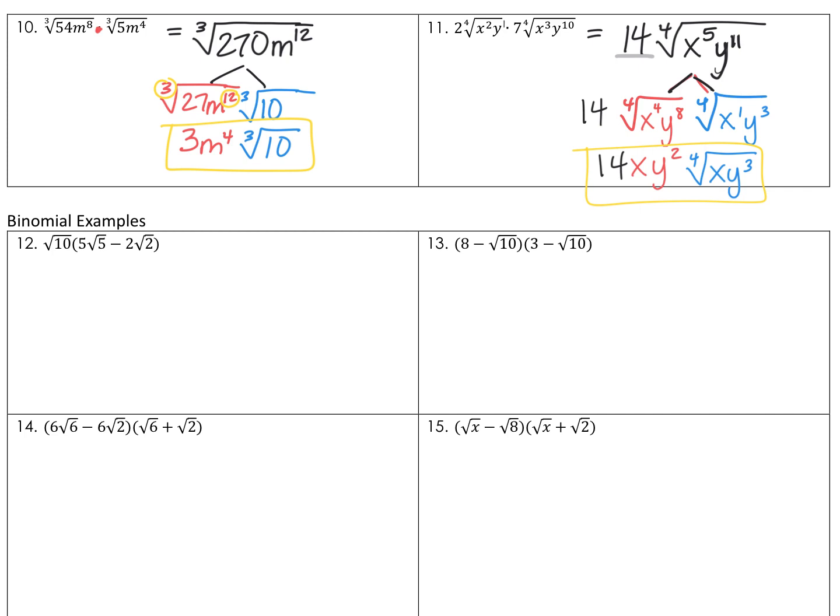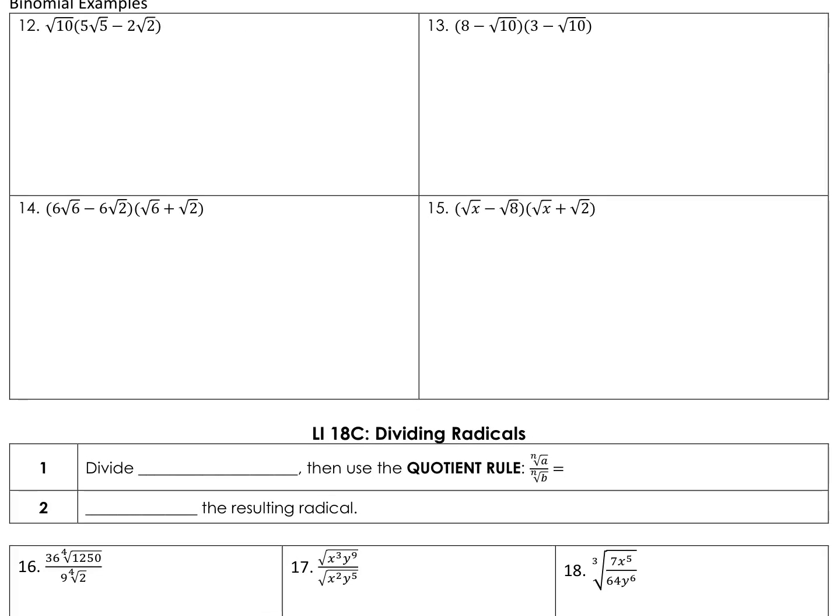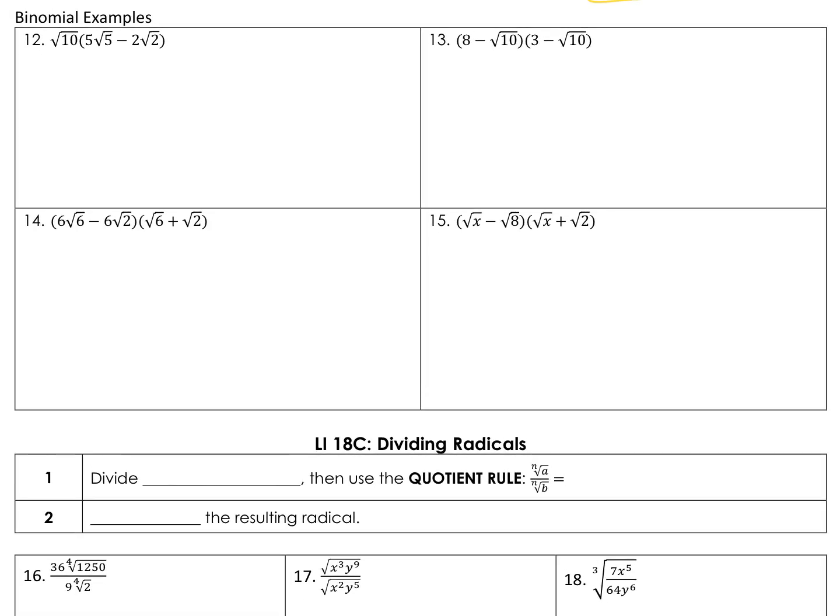We're also going to do some distribution. Woohoo! We're going to do 3 of these examples, not all 4. So let's look at number 12. You've seen some stuff like this before. We've done it with x's and we've done it with i's. What do you think I should do with that square root of 10 that's out in front? I bet you know.